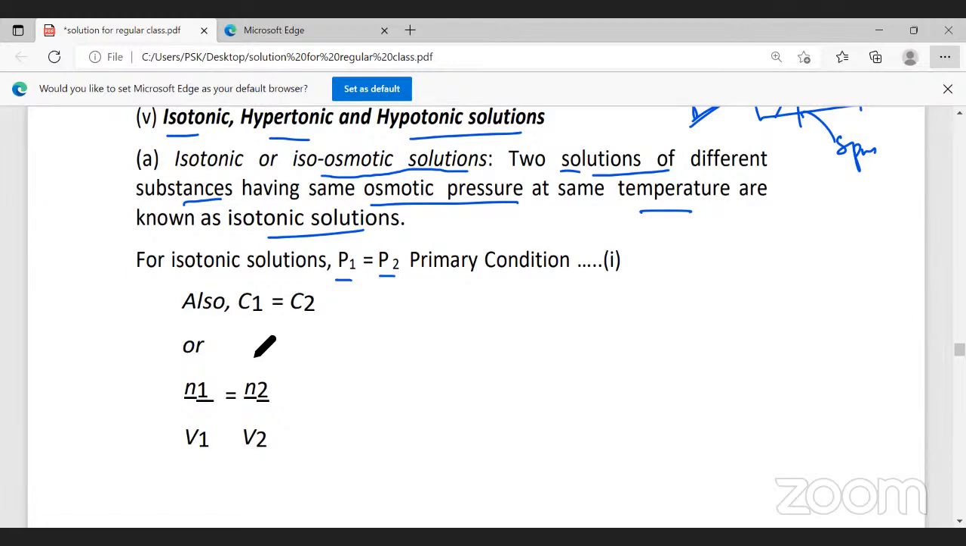C1 is also equal to C2 because colligative property depends only on the number of particles. Therefore, concentration remains same. So concentration we can write as what? N by V, number of moles divided by volume. C1, therefore N1 by V1, C2, N2 by V2. So this formula also you should remember. For isotonic solution, N1 by V1 is equal to N2 by V2.